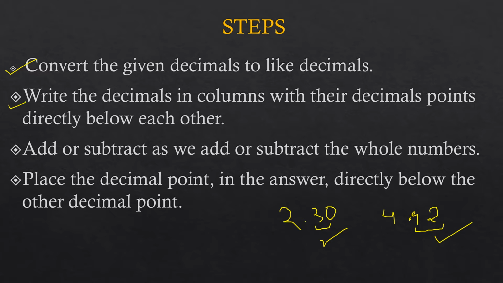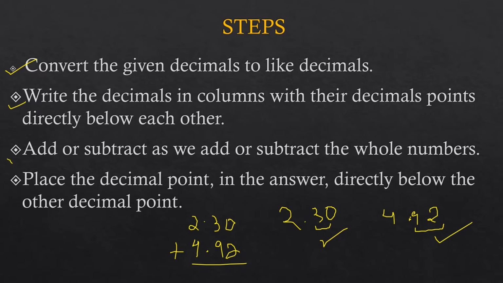The second step is to write the decimals in columns. We write the decimal numbers in columns with their decimal points directly below each other, meaning each decimal point should be just below the decimal point above. Suppose we have 2.30 and we are going to add 4.92. First of all, we write them in columns with the decimal point just below the decimal point above. Okay, this is how we will write it, and then we add or subtract.